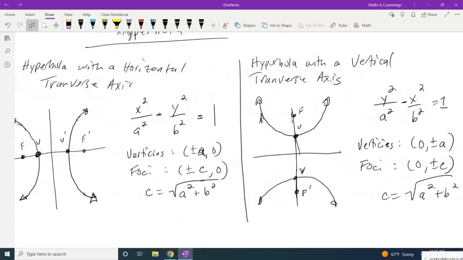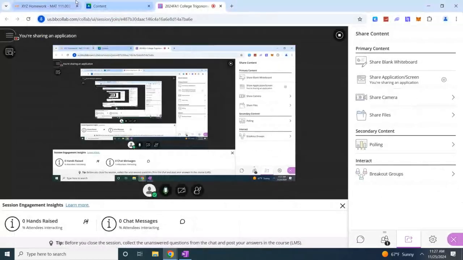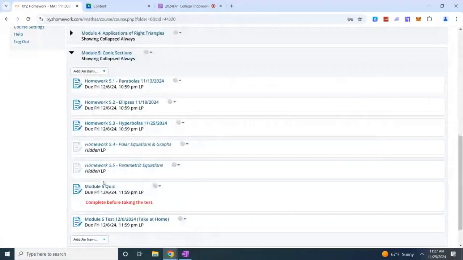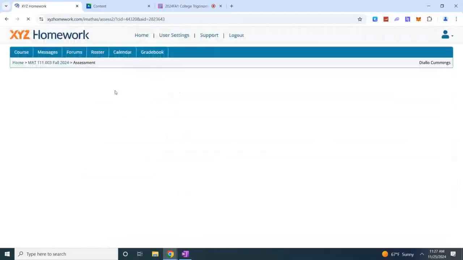We're first going to start by graphing. I'm just going to go to XYZ homework to graph. There's nothing to really graph by hand, but there's a certain pattern that you have to follow if you're graphing these on the computer. Now that we have the two model forms, let's go into the conic section.